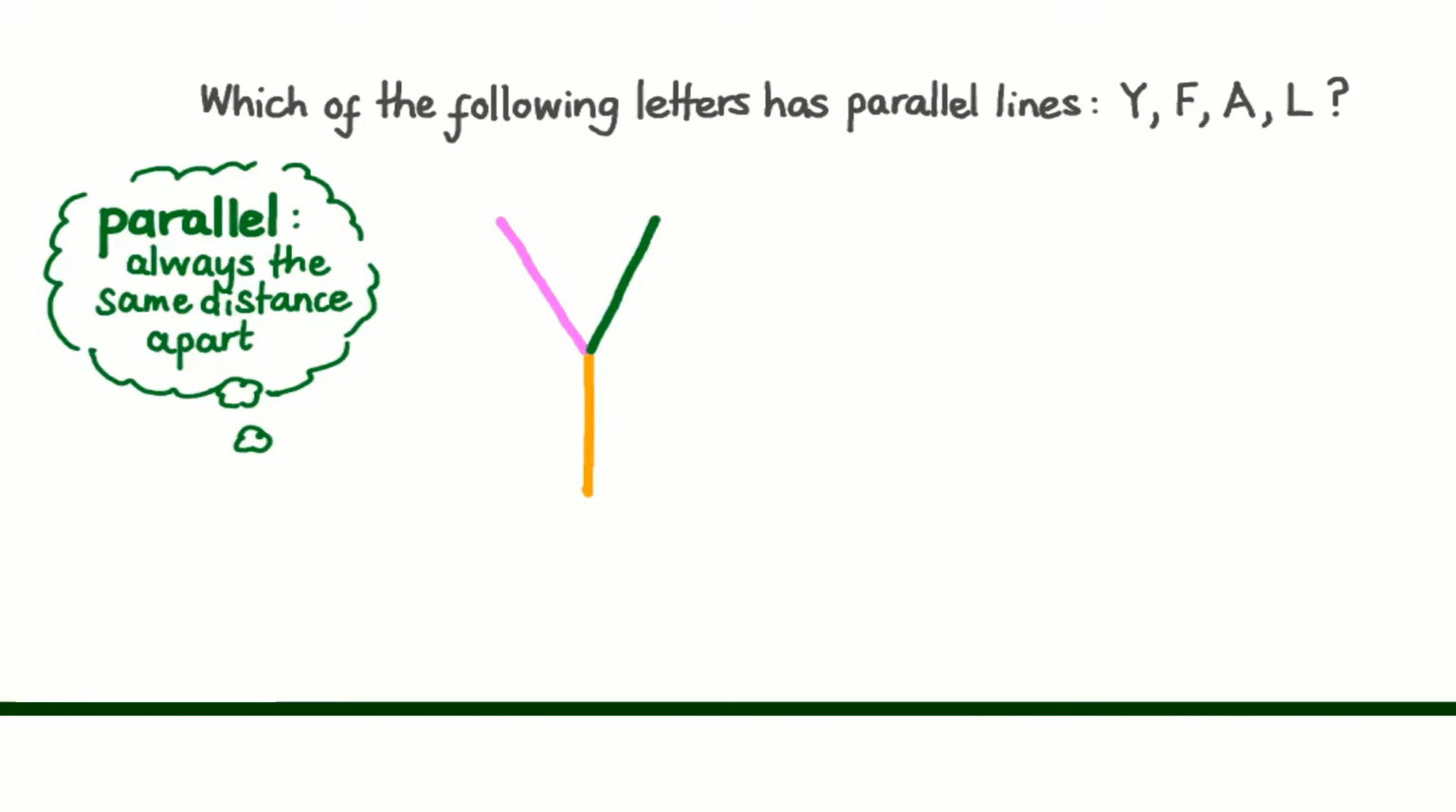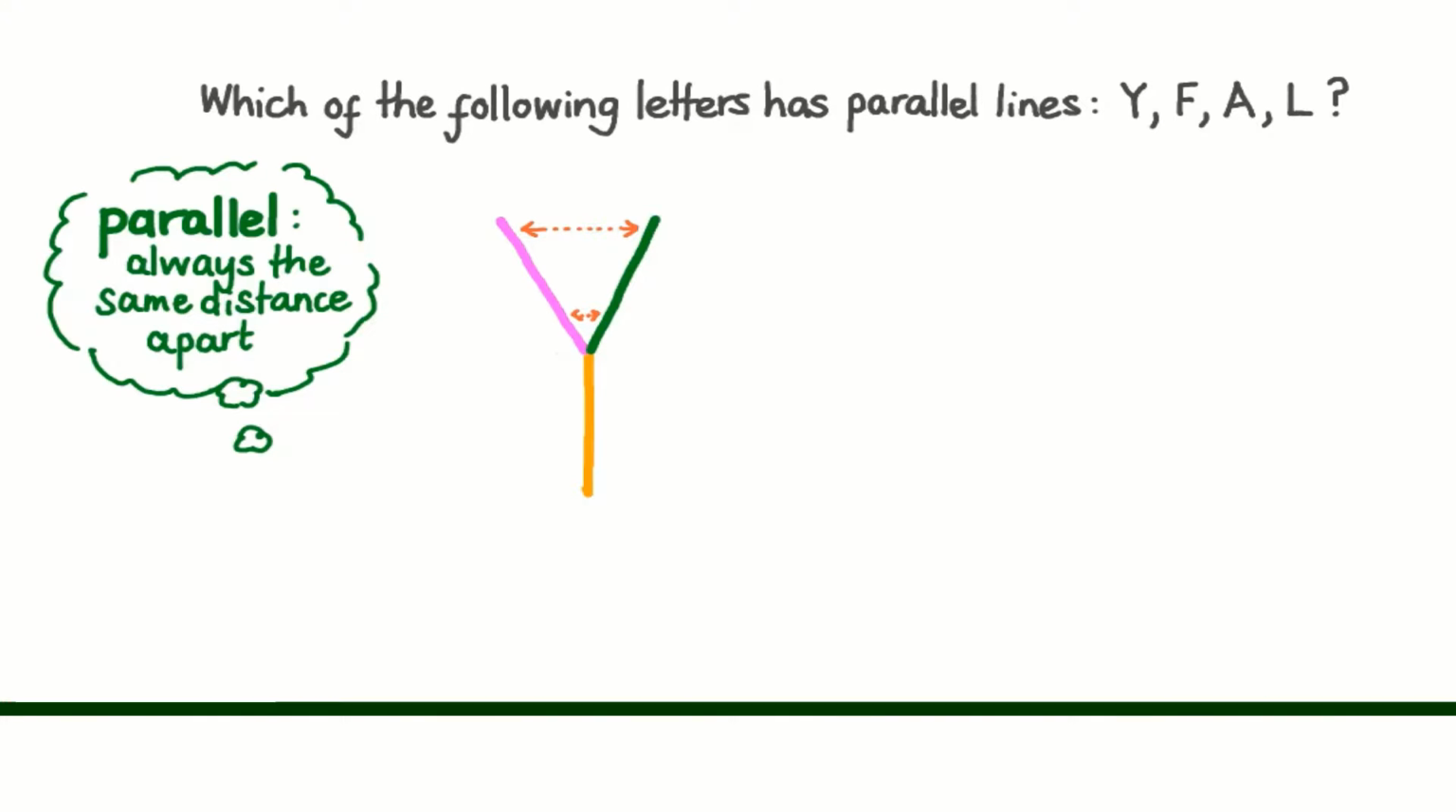We can't, can we? If we look at the pink line and the orange line, well, they're touching and they're not the same distance apart. And the same is true of the green line and the orange line. And even if we look at the pair of lines that make the V shape, that's the pink line and the green line, we can see that the distance between them isn't always the same at all. The letter Y doesn't have any parallel lines.